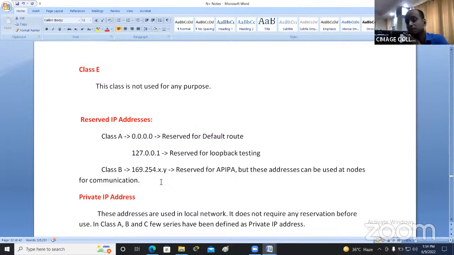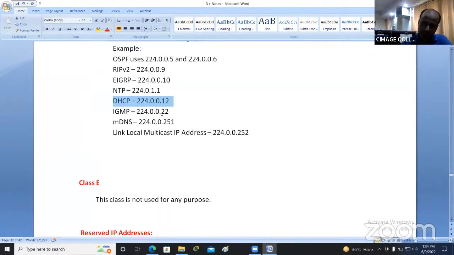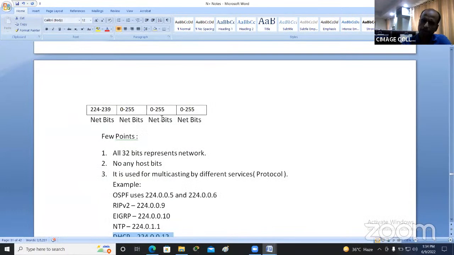Okay, in this way, we have just discussed class A, B, C, D, and E. In all these 5 classes, now it is very clear we use class A, class B, and class C only. Class D cannot be used by a normal user. Class E is not used.